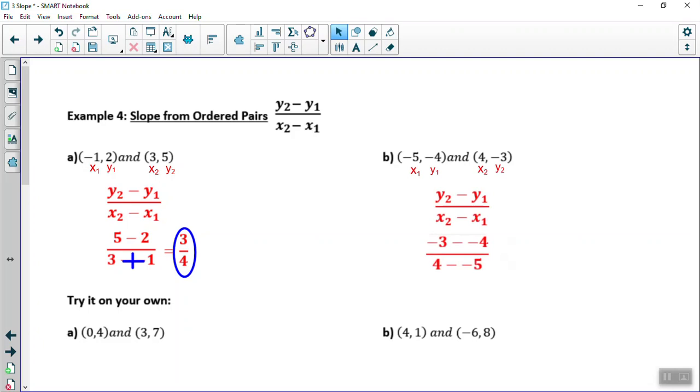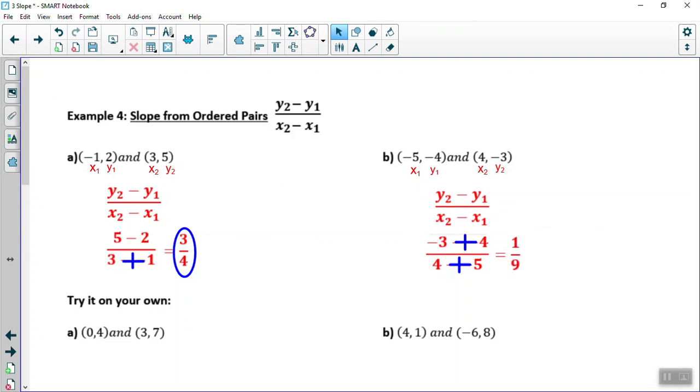And then here I've got those double negatives again. So I am going to change them into plus signs, just to make my life a little bit easier. So now I can do the math. Negative 3 plus 4 is going to give me 1. 4 plus 5 is going to give me 9. So I end up with 1 over 9.